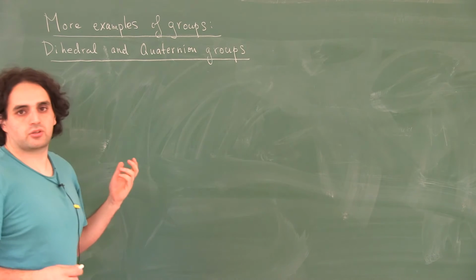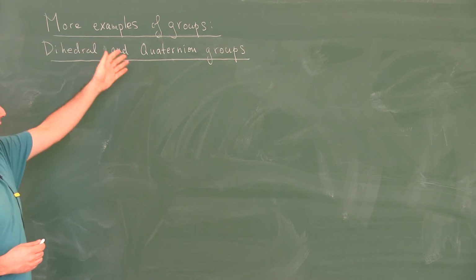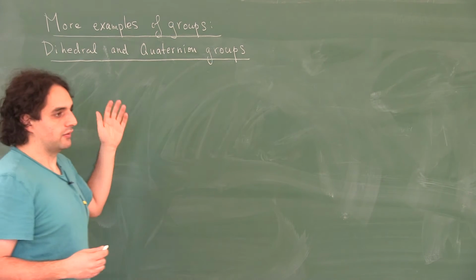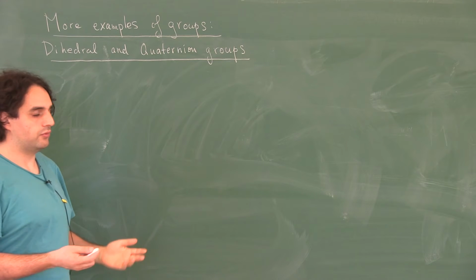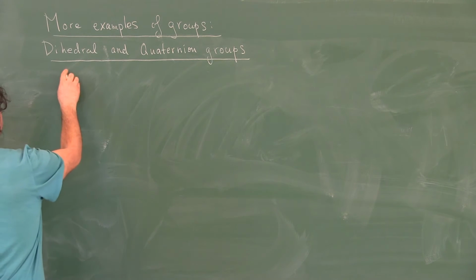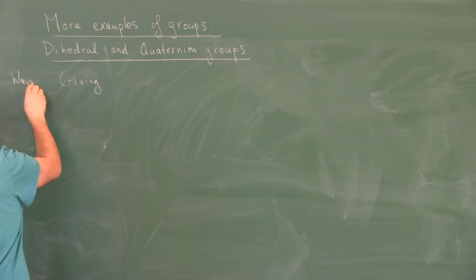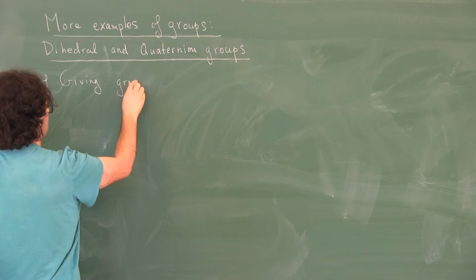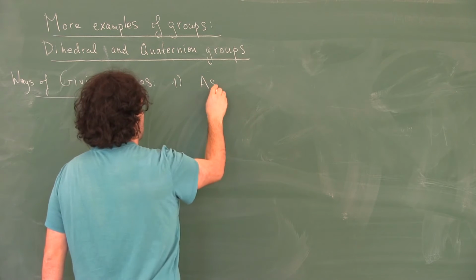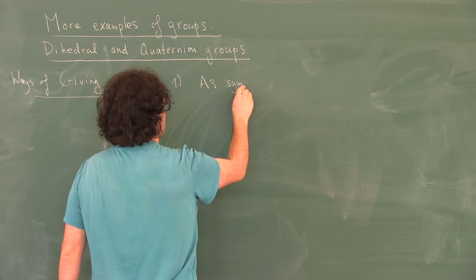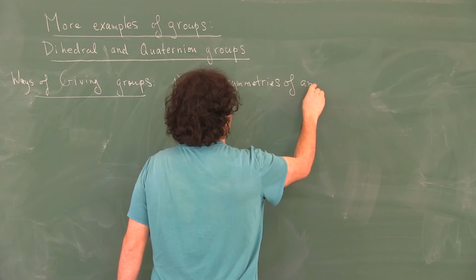Okay, so in this lecture, I want to tell you about two more examples of groups, namely the dihedral and quaternion groups. And these examples illustrate two important ways of giving groups. So, ways of giving groups. One important way is as symmetries of an object.